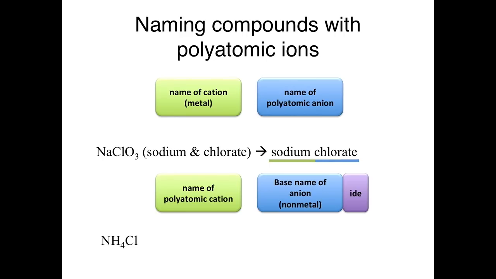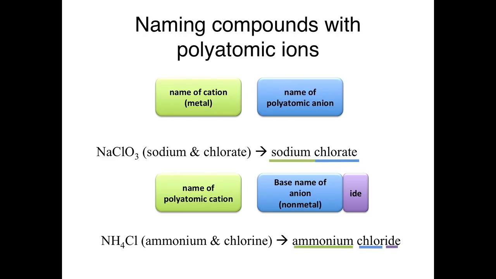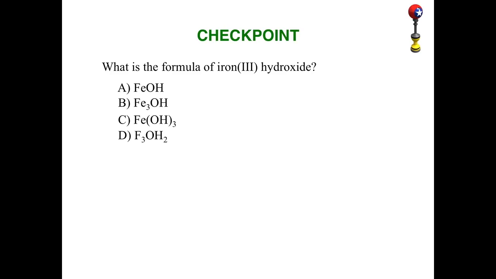Notice that you don't change the ending if your anion is a polyatomic anion. You keep it as chlorate and not chloride. And if you have ammonium, you simply say ammonium. So you just say, in this case, ammonium chloride. Again, it's chloride because your anion is the chlorine. All right, so let's have a final checkpoint.